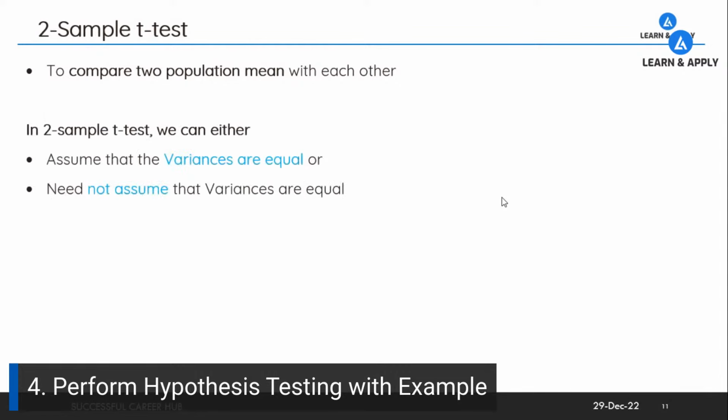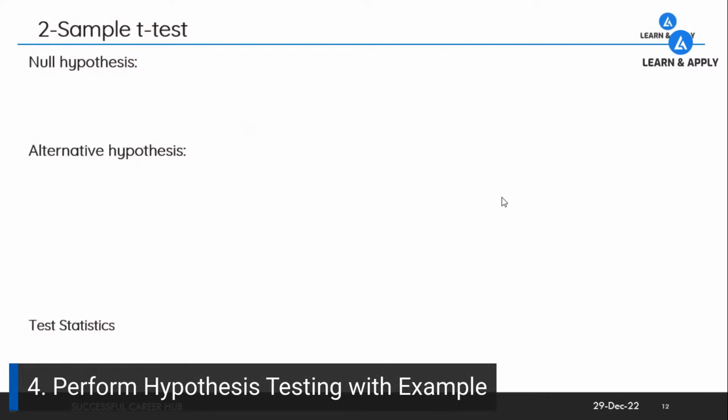Now, when we perform this two sample t-test, there are two main types. One is where we can assume the variances are equal, or we cannot assume the variances are equal. Let's not go into that part, and let's go with the second option, not assuming that variances are equal. So we are not interested in identifying the variances at this point. We are interested in means, so we will go just with the comparison of means.